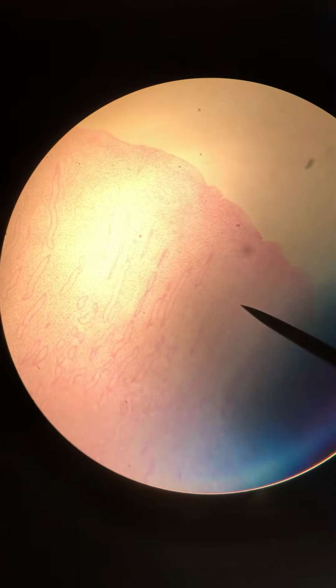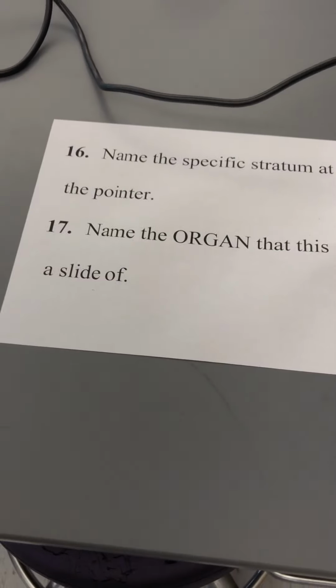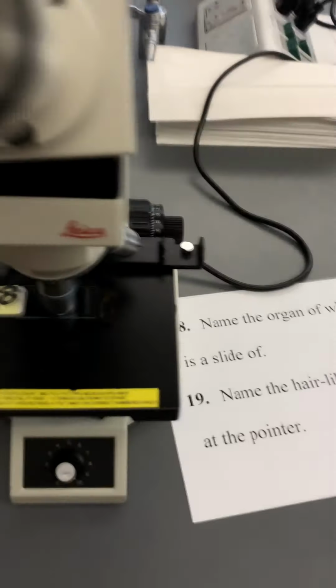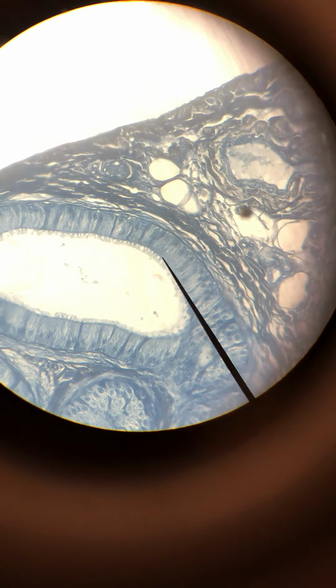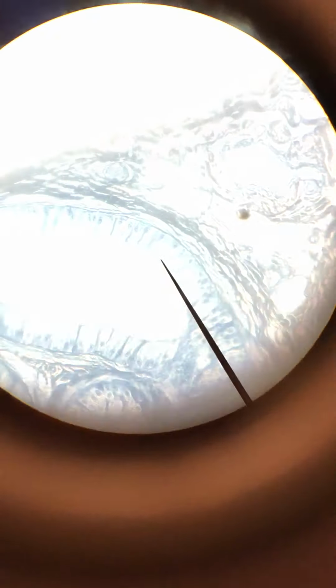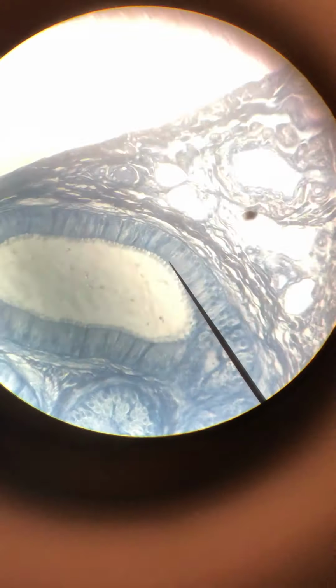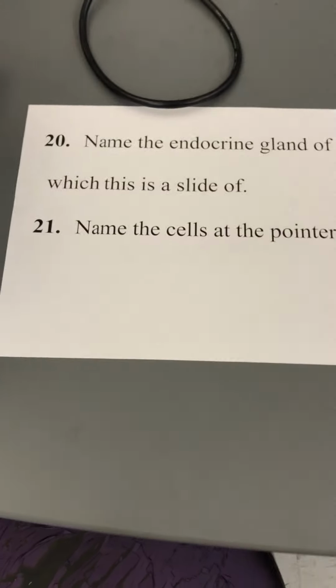Okay, 16, I think this is the stratum functionalis. The organ is the uterus, yes. So you should see those long endometrial glands there. Okay, this slide, 18, is the epididymis, and the pointer on the hair-like structures for 19, stereocilia. If you told me microvilli, I'll take that as well.